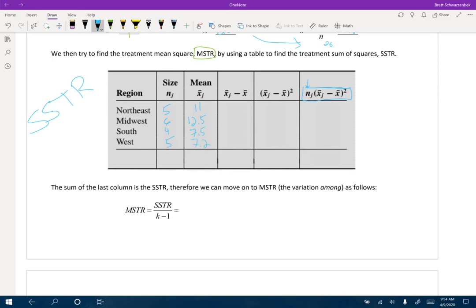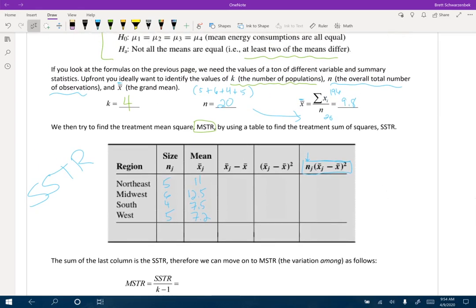Now, what does this say to do? Remember, an x bar without a subscript is the grand mean. Luckily, we calculated that already. It's 9.8. So we need to take every single one of our means here and subtract 9.8. If we do that, we're going to get 1.2, 2.7, negative 2.3, negative 2.6. All right, so we move on.